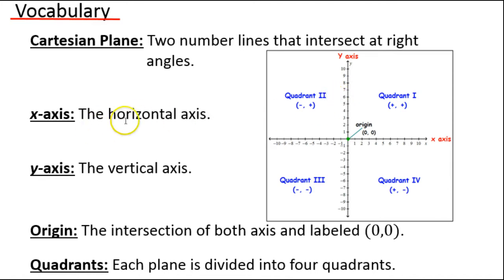We have an x-axis, which is the horizontal axis, and our y-axis, which is the vertical axis. Our origin is at (0, 0). And then we have 4 quadrants, so it's important for us to know that quadrants 1, 2, 3, and 4 go in a counterclockwise orientation. That's all we cared about in lesson 1.